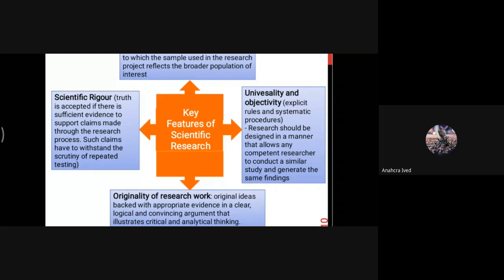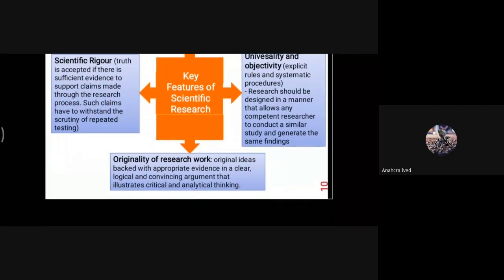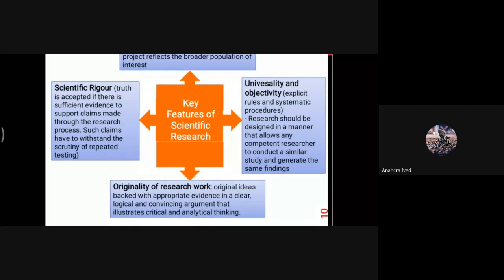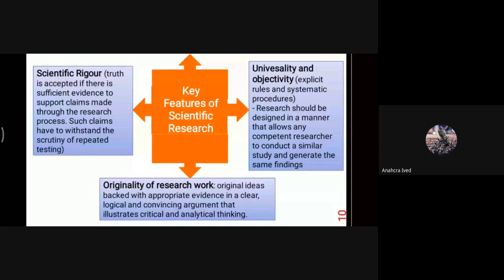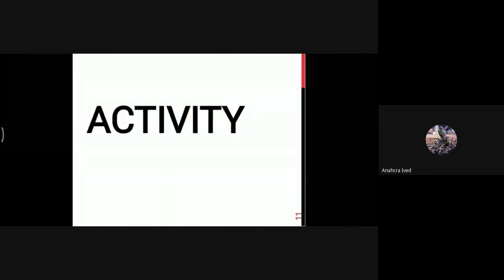So it says that one of the key features of any kind of scientific research is that we are getting the same result even if we are repeating the testing. Then, of course, it talks about the originality of research work, that the original ideas should be backed up with appropriate evidence in a clear and logical manner. And of course, there has to be a lot of analytical thinking in the case of scientific research.